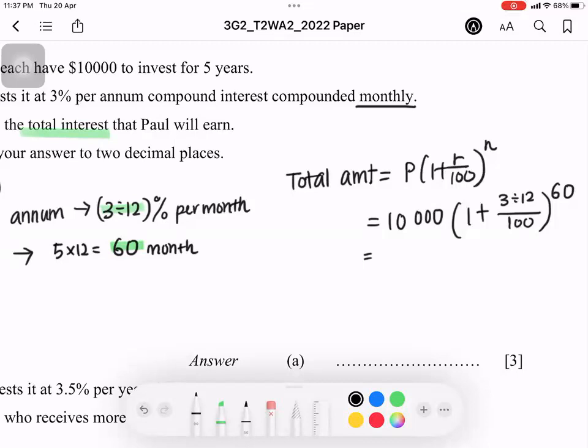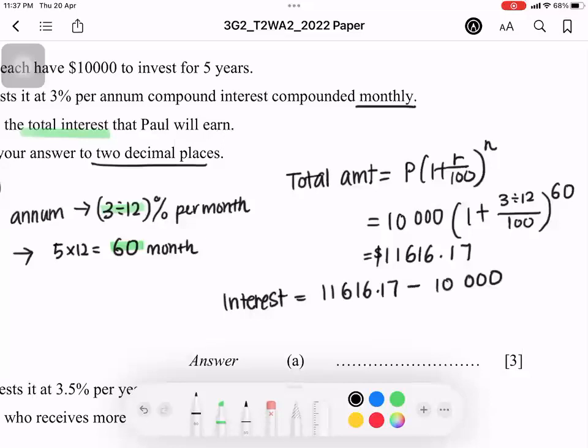Oh, that's quite a large number of money. 11616.17. For money, it is 2 decimal places. But this is the total amount. We want the interest. So how do we find the interest? We take this amount minus the original amount. That will give me $1616.17. Okay, have you gotten the answer?